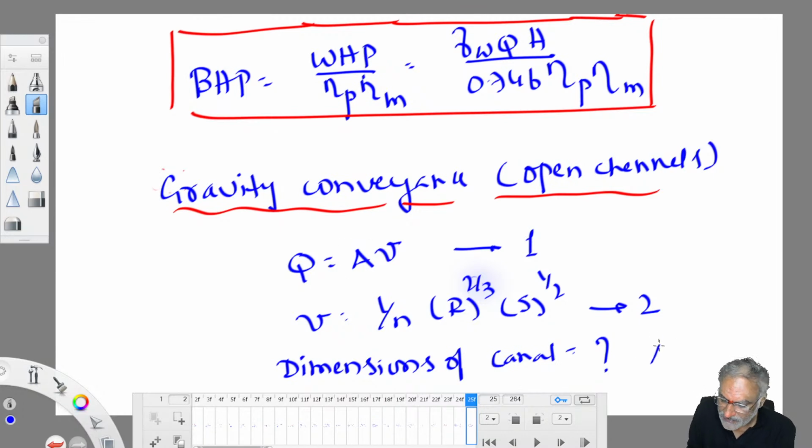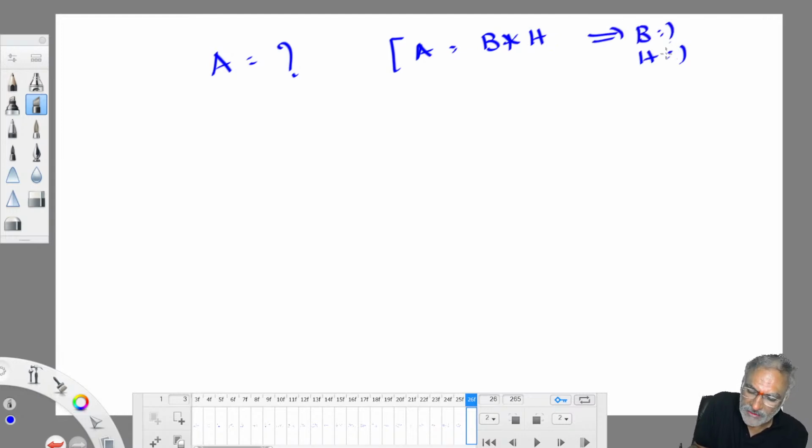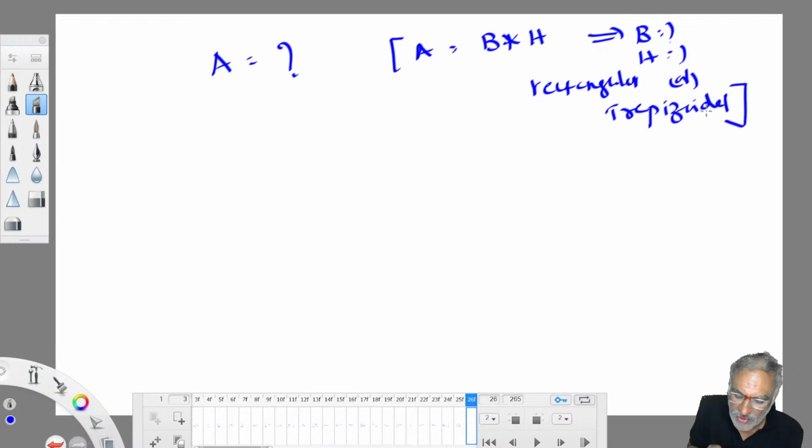So where are the dimensions? From A, the wetted area. So in this also R is equal to... in this also A is equal to what? If it is a canal, A is equal to B into H. So we'll fix up the width of the canal and the depth of the canal, if it is either rectangle or trapezoidal. Triangular cross sections we normally don't use. This is the cross section area of the canal.